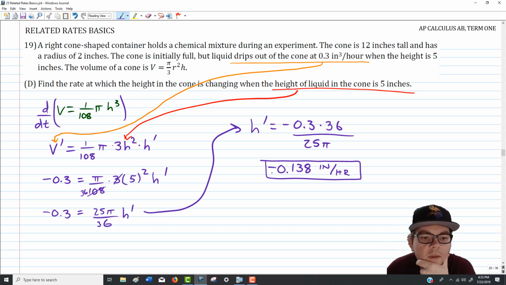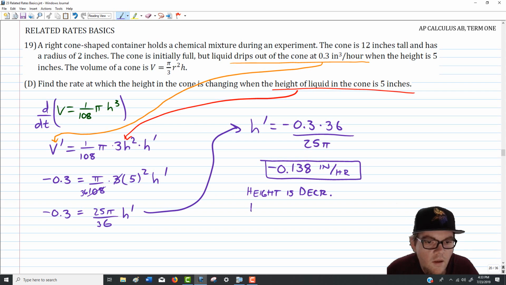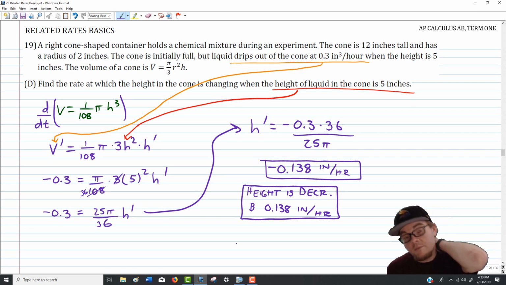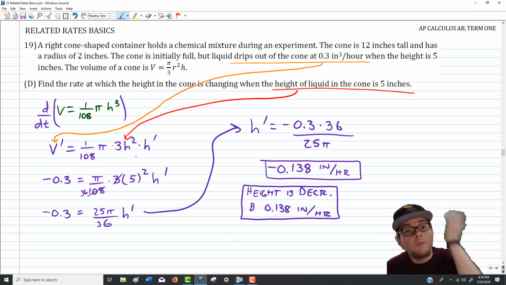You could also say something, because that negative sign sometimes messes with people, you could also say that the height is decreasing by 0.138 inches per hour. Both answers would be perfectly acceptable, and in fact I probably wouldn't hold you to the negative sign in this particular problem, since it really just asks the rate at which. It doesn't ask you to interpret it at all.